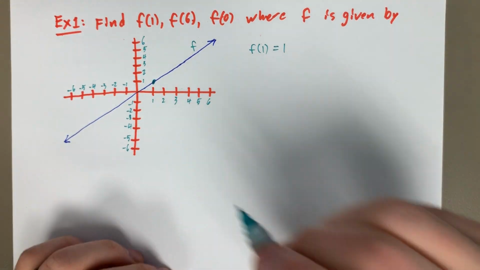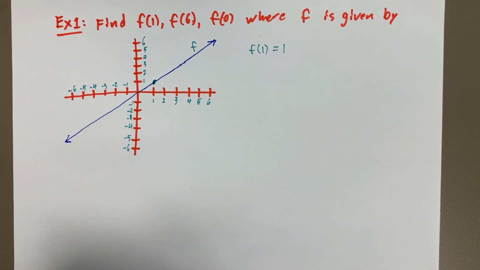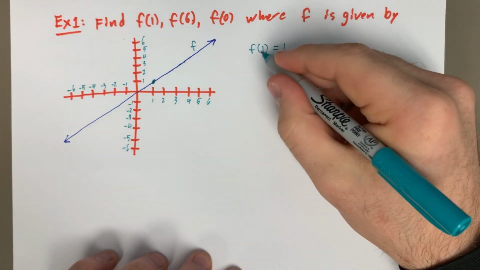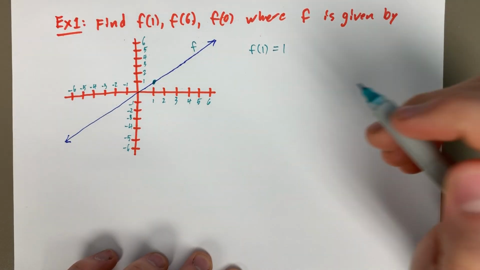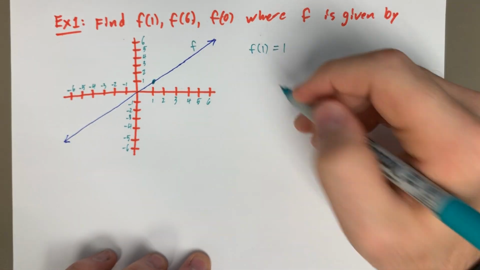Okay? Just basic using graphs as we've done in high school before. Okay? So f of 1 is 1. Since this is a function, you're only going to have one output, one y value corresponding to that input.